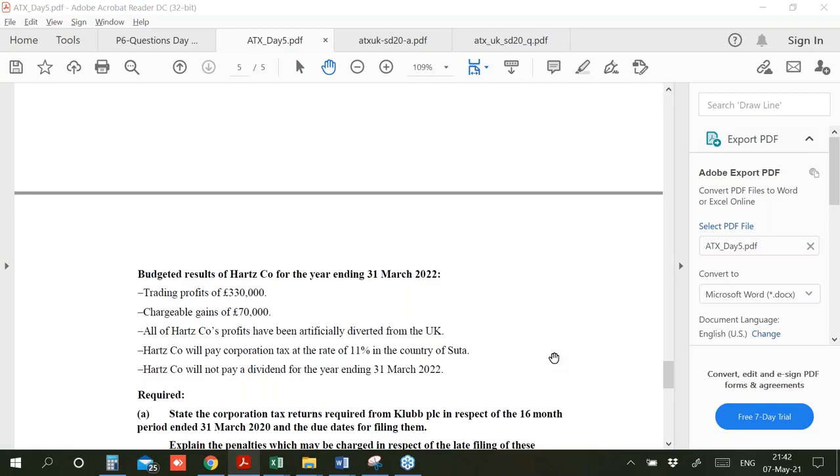The question has asked whether it will be regarded as a CFC. I will say that as we own more than 30% and the profits are artificially being diverted from the UK, it will be regarded as a CFC in the absence of any exemption. Then I'll say that it will not qualify for the CFC low profit exemption because its chargeable gains are more than 50,000.